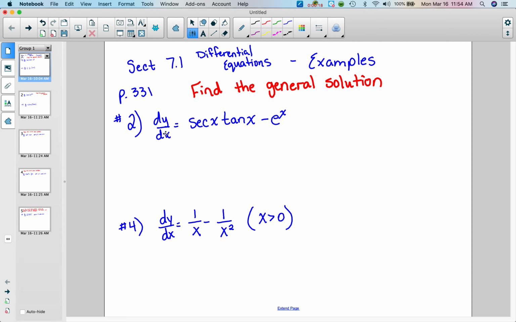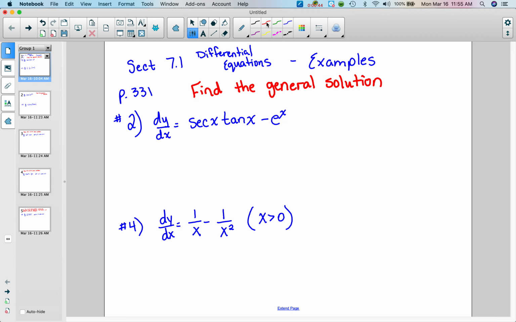So we're given a differential equation. Remember, a differential equation just means that it has a derivative in the equation, so this does. So we're going to find the antiderivative, and on some of these you're just going to have to think of what function, if you take the derivative of that function, gives you secant x times tangent x. And hopefully you remember that the derivative of secant x is secant x tangent x.